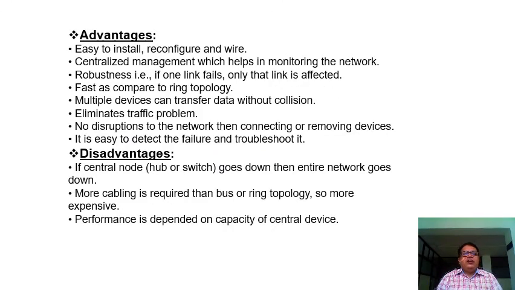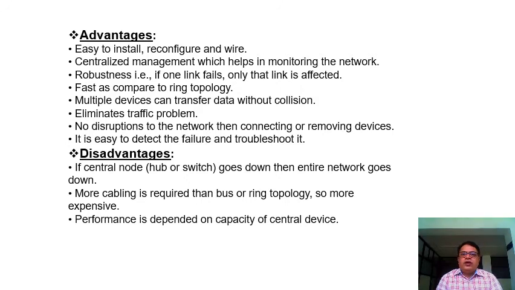Advantages: easy to reconfigure and install, centralized management is also there, and robustness. It means if one link fails, the entire network is not going to be affected. It is fast compared to any other topology. Multiple devices can transfer data simultaneously, collisions won't occur, traffic problems are eliminated, and so on. Isolation of the fault is also very simple in the star topology.